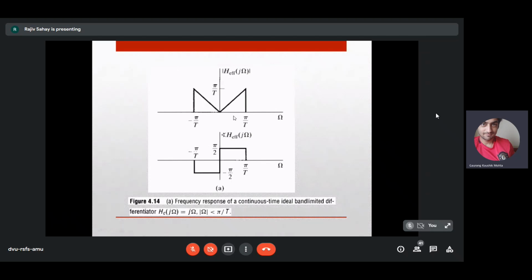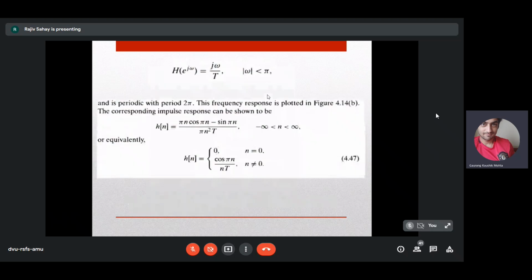Okay. And similarly, you can calculate the angle by taking tan inverse of the imaginary part divided by the real part. Imaginary part is omega and real part is 0. So tan inverse of infinity comes out to be pi by 2. So that's what you have in the phase plot. The phase plot has odd symmetry, whereas the magnitude plot has even symmetry. So this leads to an h of n, the impulse response, being a real function. So you can calculate out the impulse response. So that turns out to be something like this.